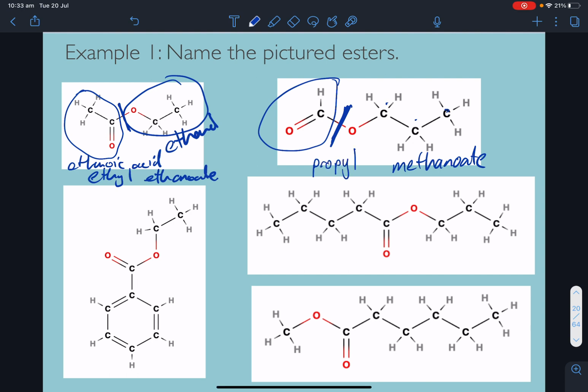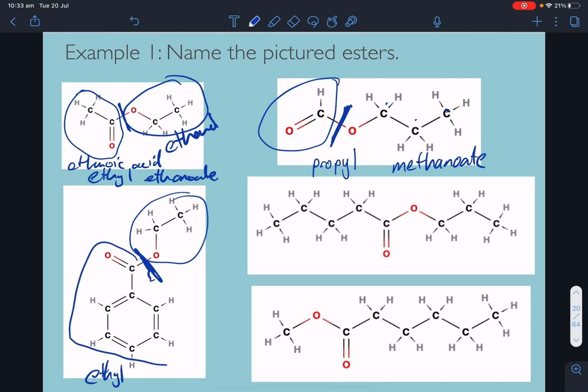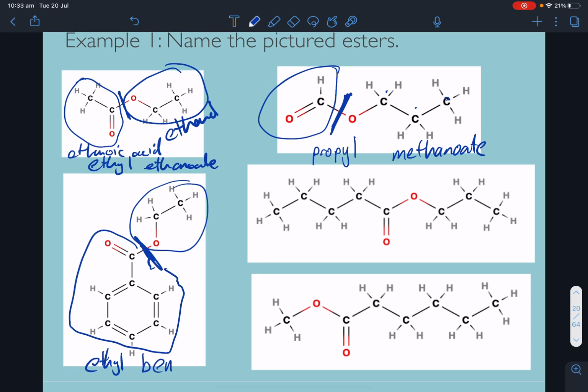I left the big gap there, leave it smaller. Okay, here, new bond. Okay, this side is the alcohol, so it's an ethyl, and this side, benzene with a carboxylic acid, so it's a benzenoic acid, or it's a benzoate. Can't write. There we go, benzoate.